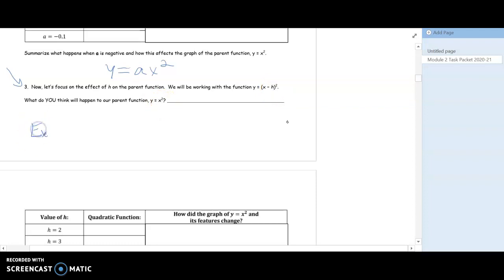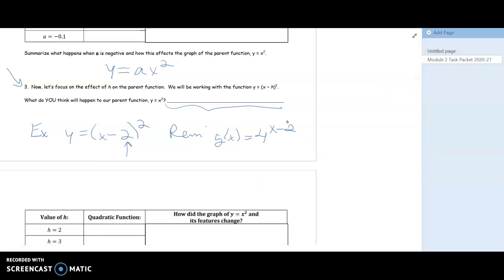For example, if we looked at the function y equals (x minus 2) squared, think about what that would do to a parent function. I don't know if you remember something like this from last year. g of x equals, if you had an exponential function and put a number, I call that inside your function. If we put that h value inside our function, what would that do to our function?